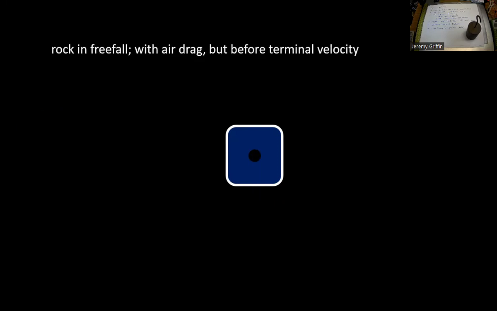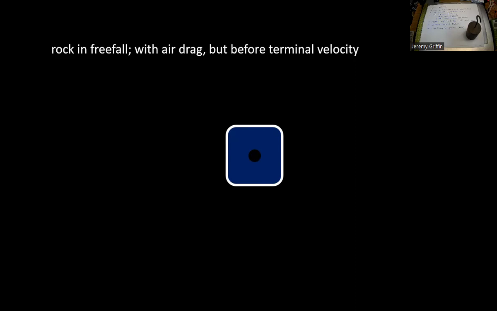Okay. Now let's do a rock in free fall, but let's also consider that there's been air drag building up. So if there is an atmosphere, there is air drag. Do you guys see this last detail I wrote? It says before terminal velocity. Guess what terminal velocity is? Maximum speed in free fall. Yeah, when you do have air drag, right?